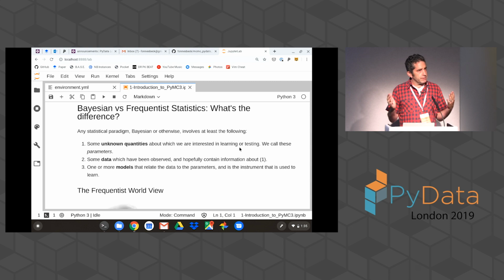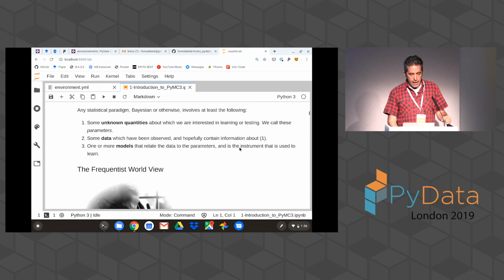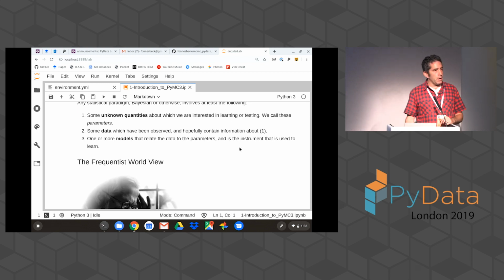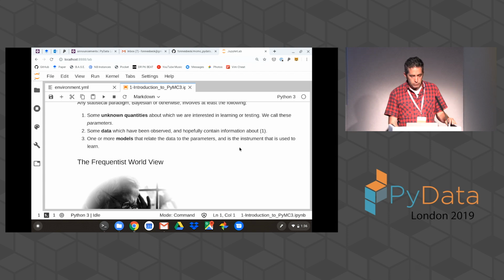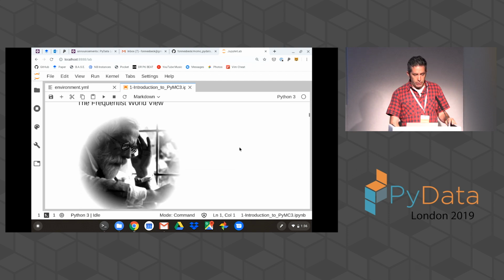Well, the things that are in common first with any statistical paradigm is that you have some unknown quantities that you're interested in learning something about. That's the thetas that I showed you previously. Some data that you've observed and hopefully have information about the things that you don't know. And then we link those together with a model of some kind. And that model can be anything from a statistical test all the way to a regression model or a machine learning model. But that's where the similarity ends.